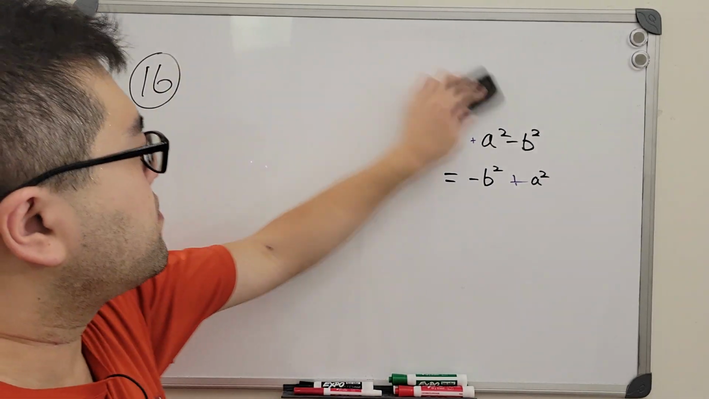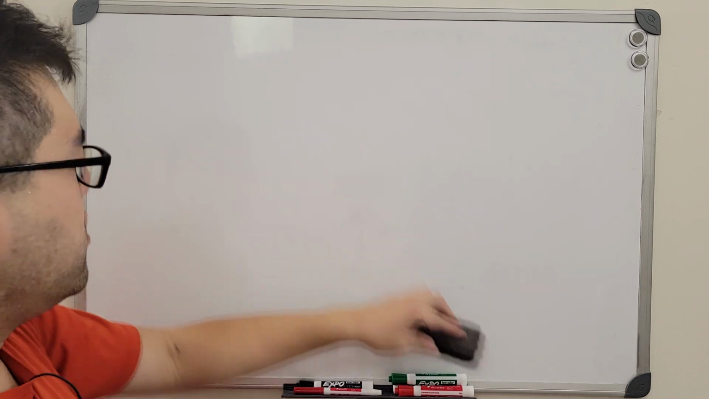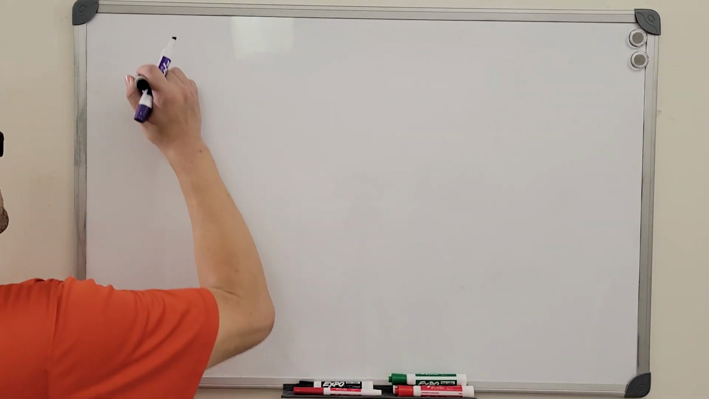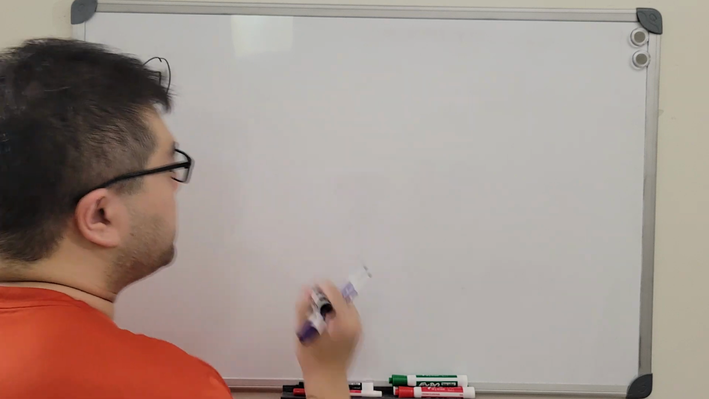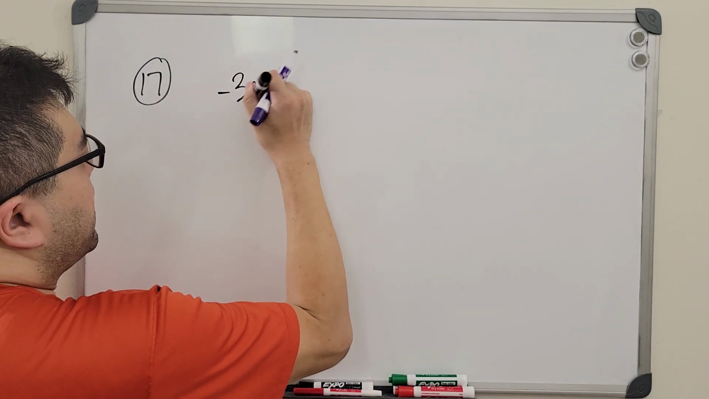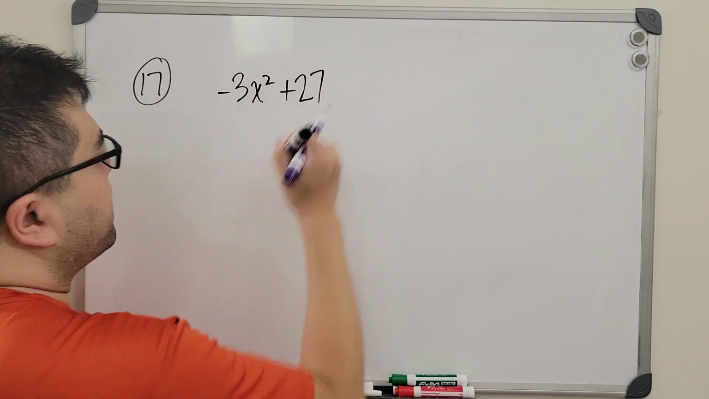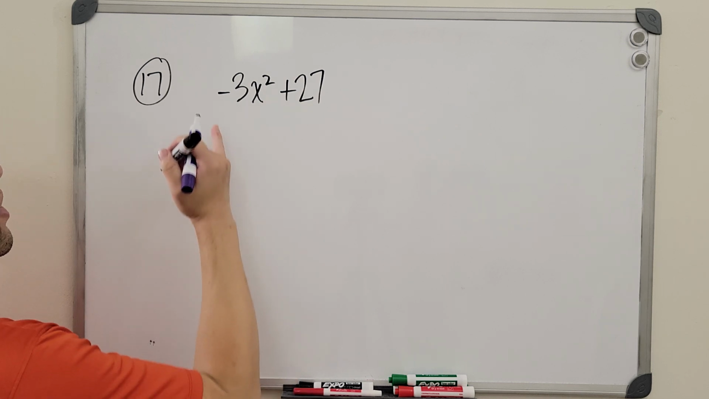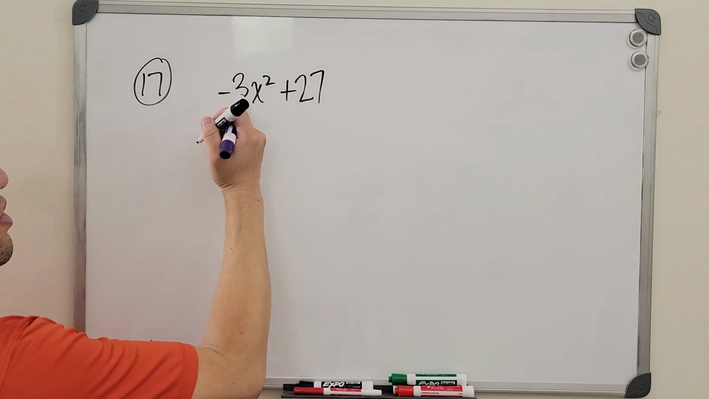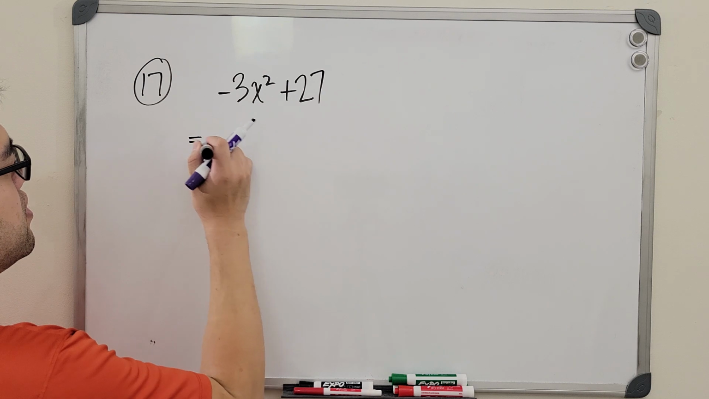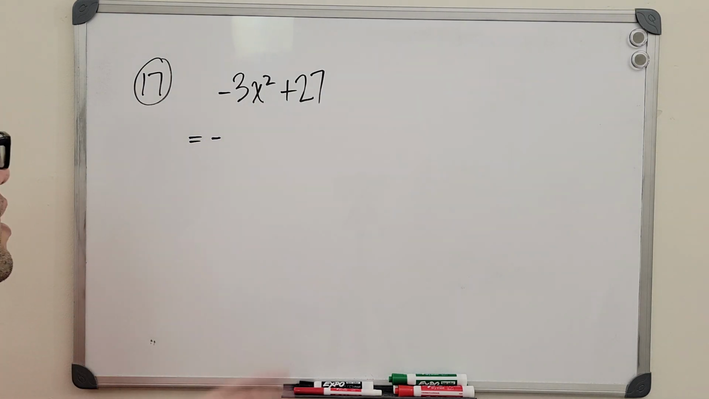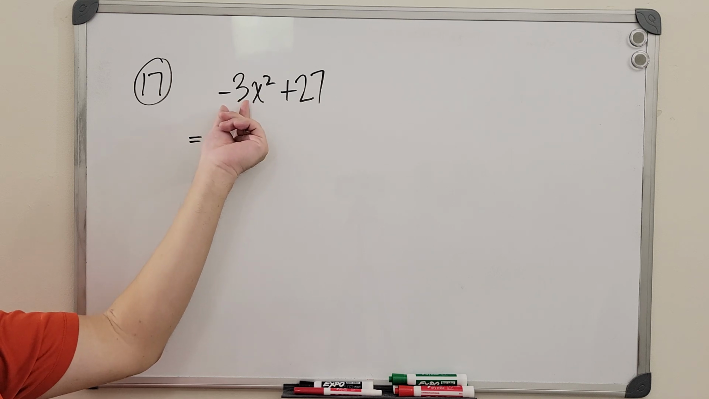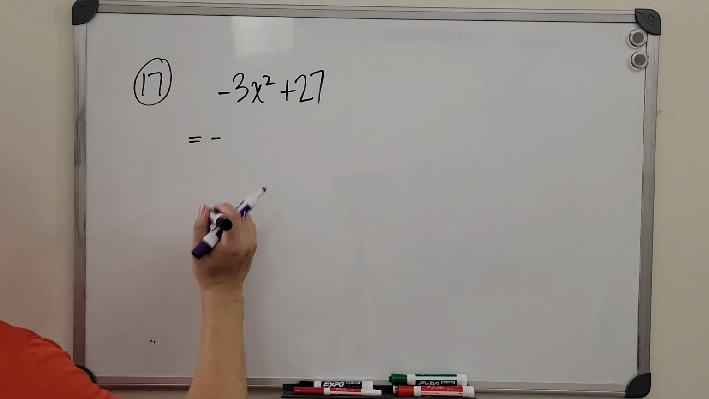Okay, so next we're moving on to problem 17. Problem 17 is negative 3x squared plus 27. So again, we have negative 3 here. We need to factor it out. We need to factor out the negative to turn the first term into positive, as well as factoring out the 3, because 3 is not a perfect square.